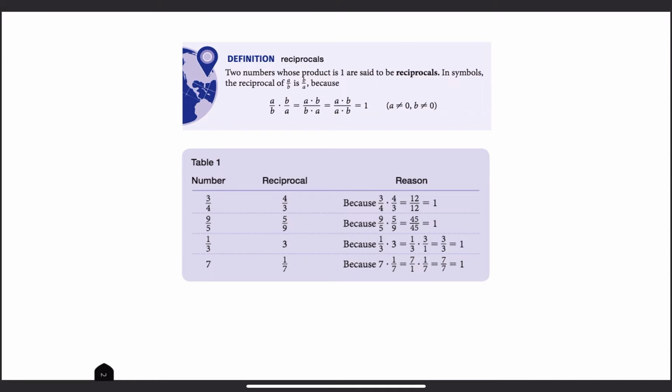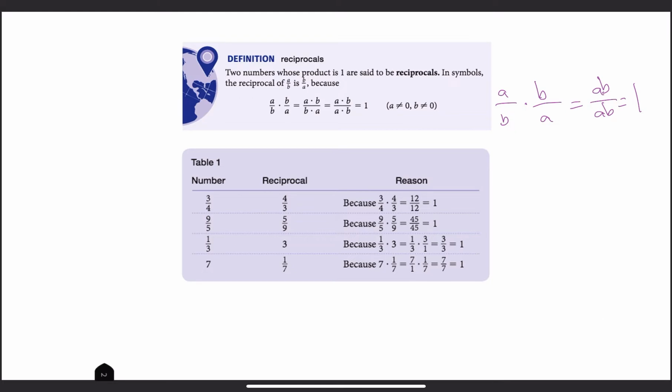Two numbers whose product is 1 are said to be reciprocals. So when you multiply, let's say you have a over b times b over a, then you get ab over ab, which is 1. In other words, they cancel out in the sense that they reduce to 1. And so these numbers are said to be reciprocals.